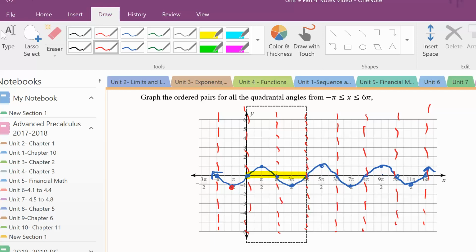And then the points, there, there, there, and there. Now notice, since it's a reciprocal, here it's going up, so you could go down. Here it's going down, so it's going to go up. And you just continue the pattern. And that's what the cosecant graph would look like.